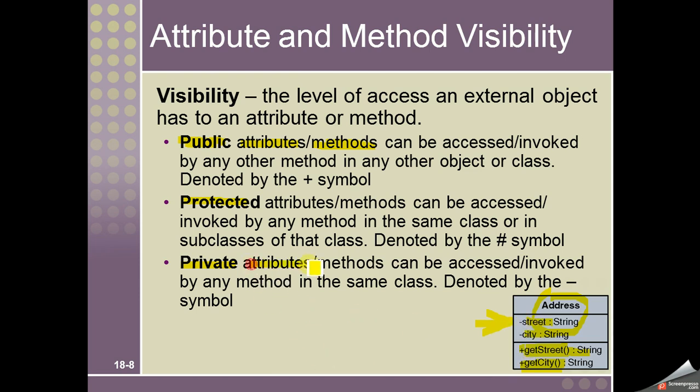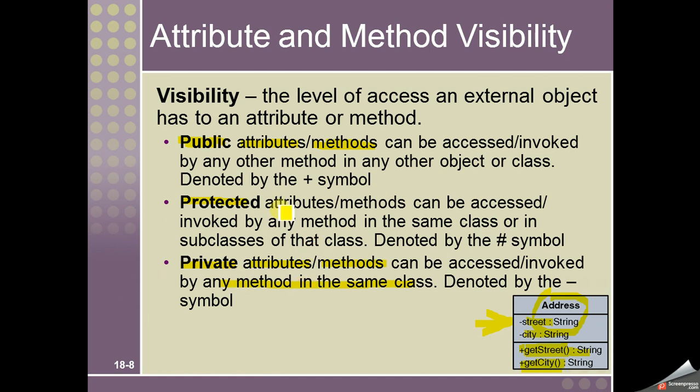So private attributes or methods cannot be accessed by any methods outside the class; they can be accessed only by the methods inside the same class, right? So public can be accessed by any method outside the class; private, which the attributes or the methods can be accessed by only the methods inside the same class. They cannot be accessed from outside the class.